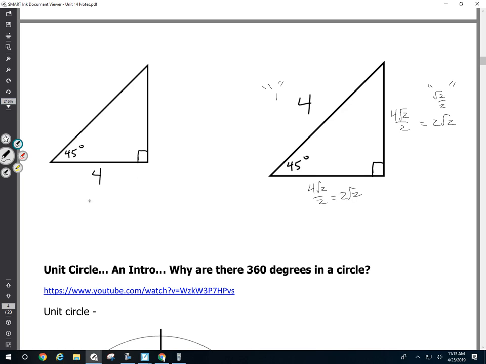But if the side length is 4, that's the root 2 over 2. How do I get the hypotenuse, which is the 1? You could divide by root 2 over 2, and you could do that in your calculator. That's fine. I would like to, instead of dividing by a fraction, multiply by the reciprocal. So I would multiply by 2 over root 2. So this would be 4 times 2 over root 2, which is 8 over root 2, which ends up being 4 root 2.